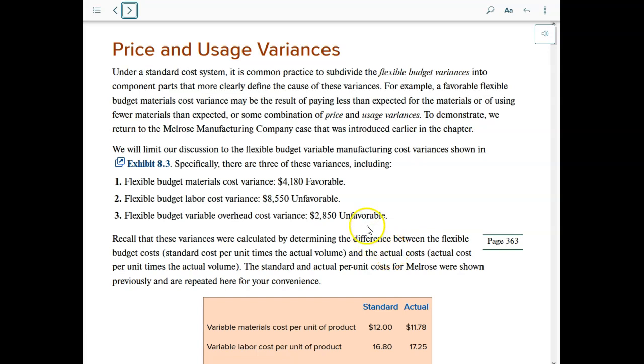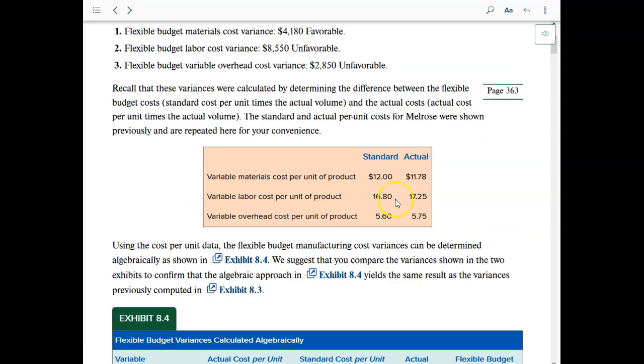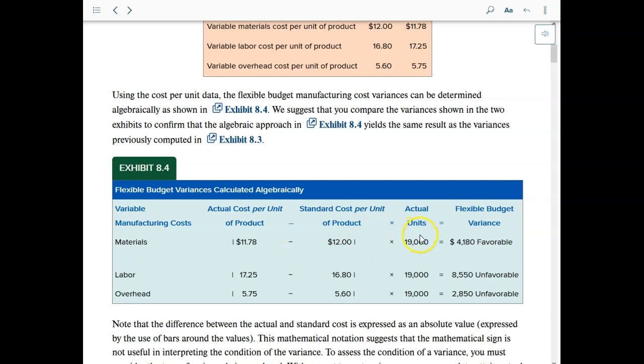And let's look at some numbers. Okay, so remember earlier we thought we would spend $12 per unit on materials. We actually spent $11.78. Okay, that's a favorable variance. We did spend more in labor and overhead per unit on the variable cost than we thought we would. So let's look at the variances. It's just taking the actual cost minus budgeted cost, standard cost times the actual level. So these are the various variances that we have: 1 favorable, 2 unfavorable.